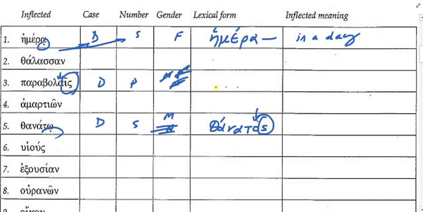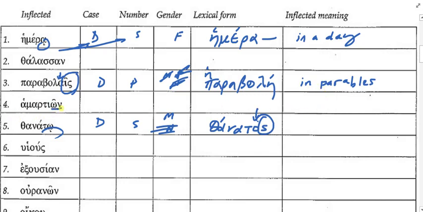And can we confirm that? What's the lexical form of parabolais? Yes, parabole. And that does end with an eta. And the hey would be the article that you see with it in your word list. And then just to finish this off, how would we translate this? Yes, in parables. Or with parables. Either would be perfectly good.